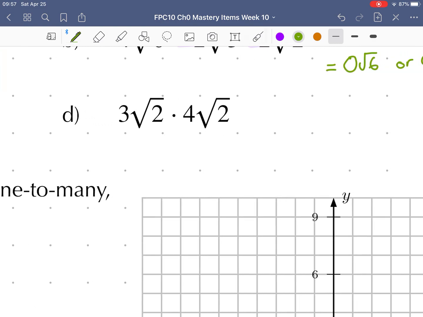Letter C, we're multiplying, so we multiply our coefficients, and then we multiply our radicands. So this is going to give us 12 times the square root of 4. Now the square root of 4 is an easy and whole number. So this becomes 12 times 2, which equals 24.